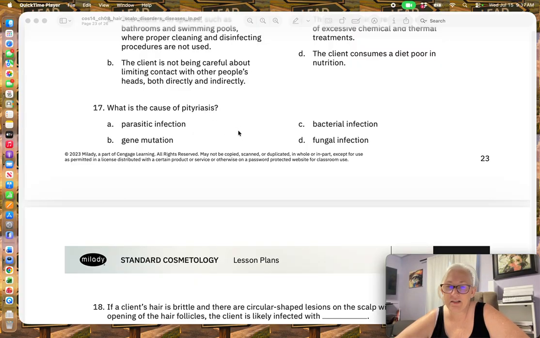It doesn't come from bacteria. It's not coming from a parasite like lice. It's definitely not a gene mutation. It's just a fungus infection, pityriasis.